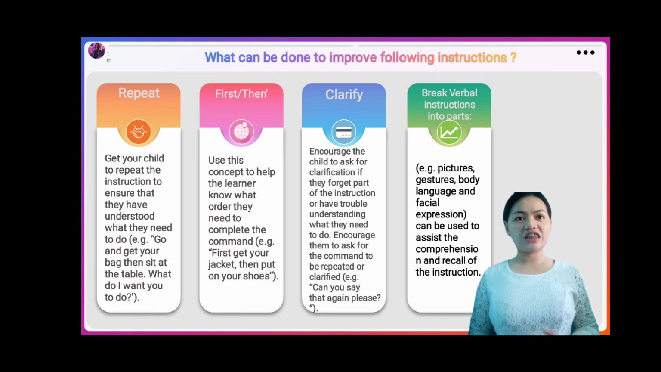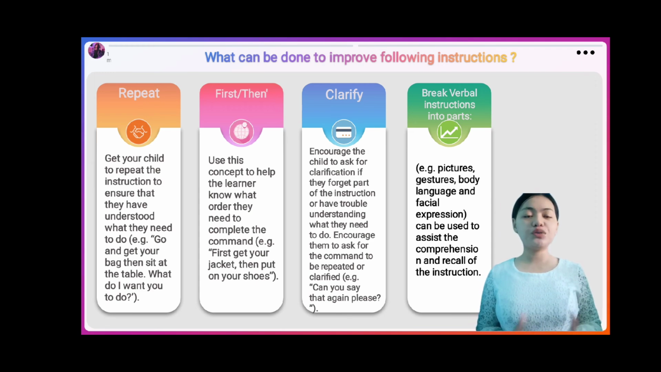Encourage your child to ask for clarification if they forgot part of the instruction or have trouble understanding what they need to do. Encourage them to ask for the command to be repeated or clarified. Example is, can you say that again, please? Last is visual aids. Examples of visual aids are pictures, gestures, body language, and facial expression. It can be used to assess the comprehension and recall the instruction.